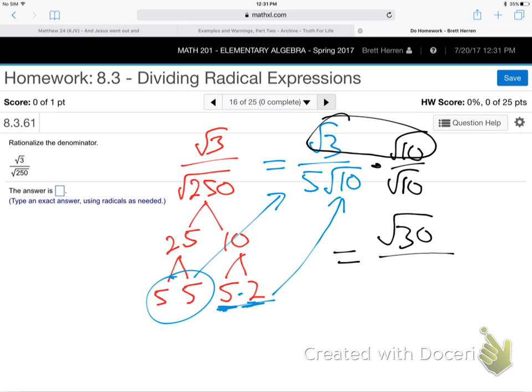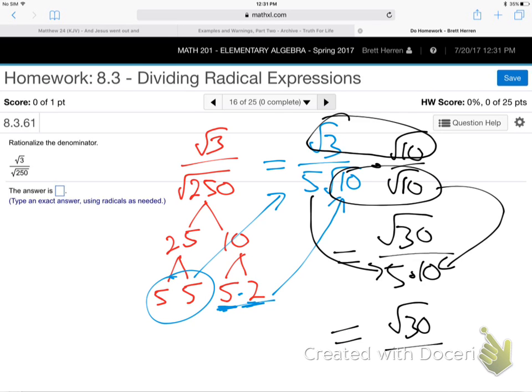On the bottom, the 5 stays here, and root 10 is a plain 10 out, right? Those 2 10s in, 1 10 out. So it's root 30 over 50. We got it. Got rid of the root from the bottom. Good. Questions? All is well? All right.